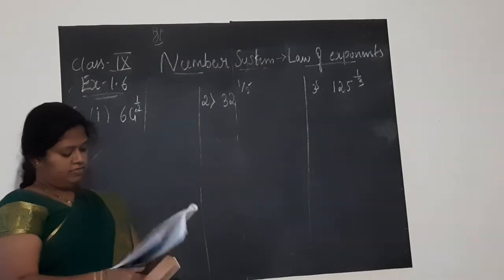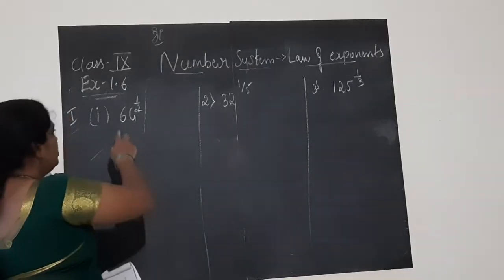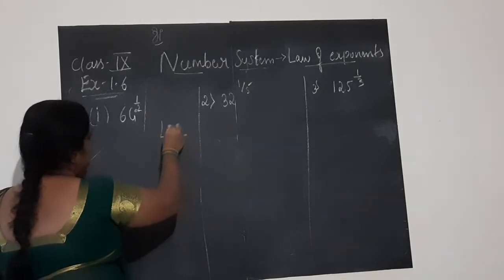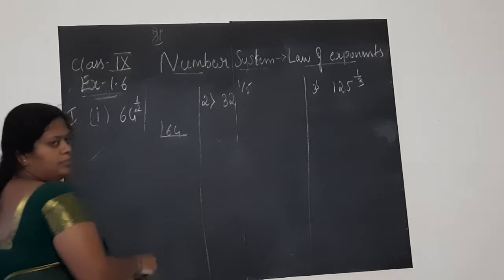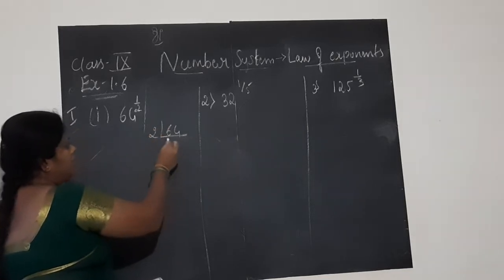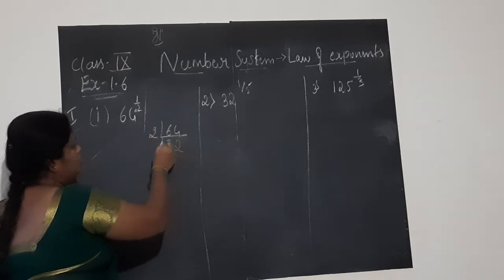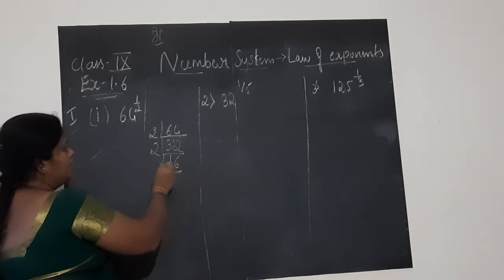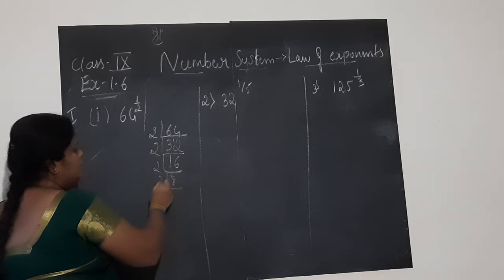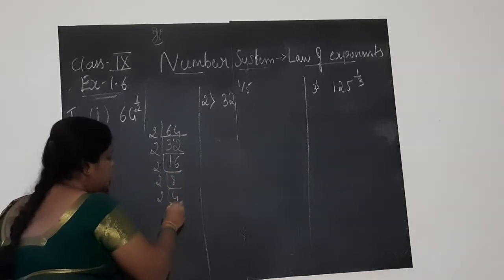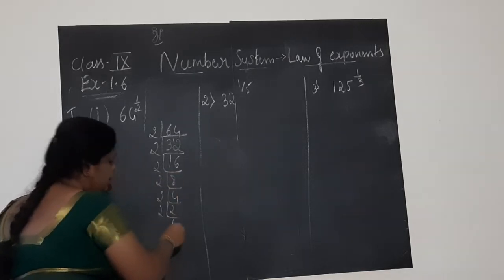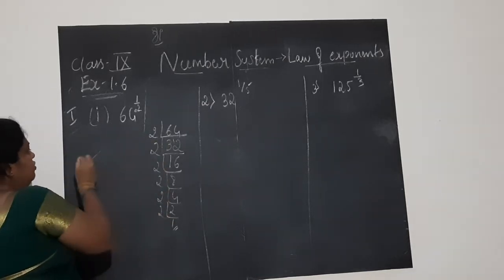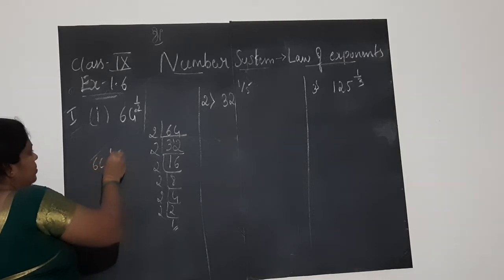So we should find. First question is 64 to the power 1 by 2. So what we should do is, in this case, let us go for the LCM method. We shall start with the 2 table. 2 3s are 6, 2 2s are 4, 2 1s are 2, 1 remaining, 2 6s are 12, 2 8s are 16, 2 4s are 8, 2 2s are 4, 2 1s are 2. How many 2s we got? 1, 2, 3, 4, 5, 6. So 64 to the power half.